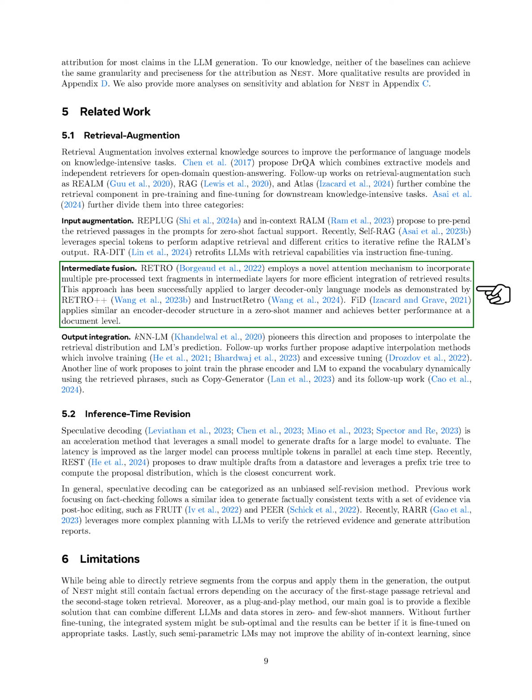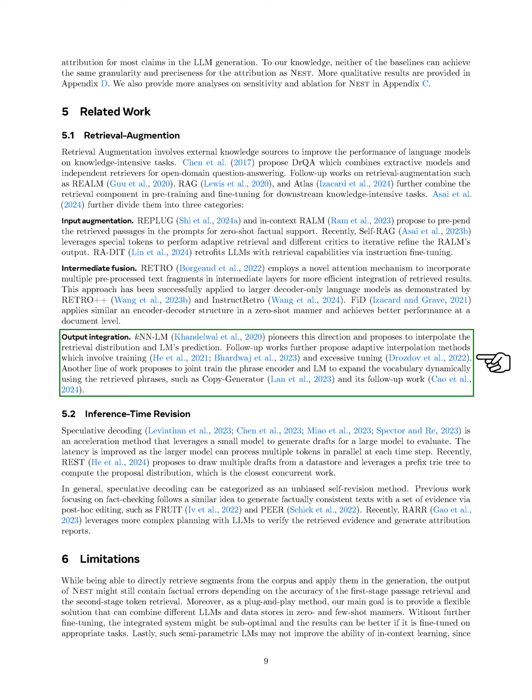This method has been successful with larger decoder-only language models, as shown by RETRO++ and InstructRETRO. FiD also uses an encoder-decoder structure in a zero-shot way to achieve better performance at a document level. 3. Output integration. kNN-LM proposes blending the retrieval distribution with the language model's prediction. Other methods suggest training adaptive interpolation techniques involving training and fine-tuning excessively. Some approaches jointly train the phrase encoder and language model to dynamically expand the vocabulary using retrieved phrases, such as COG (copy generator).